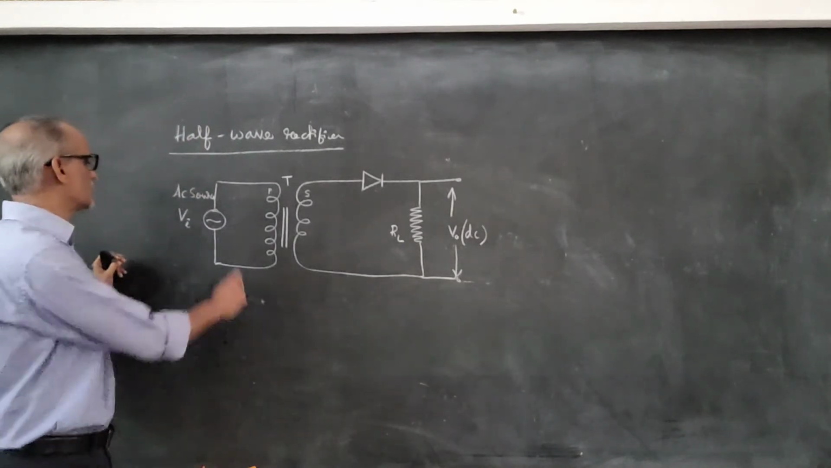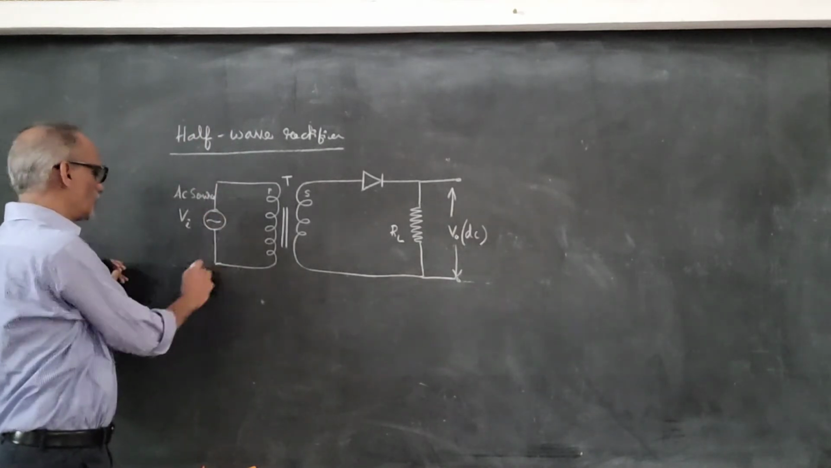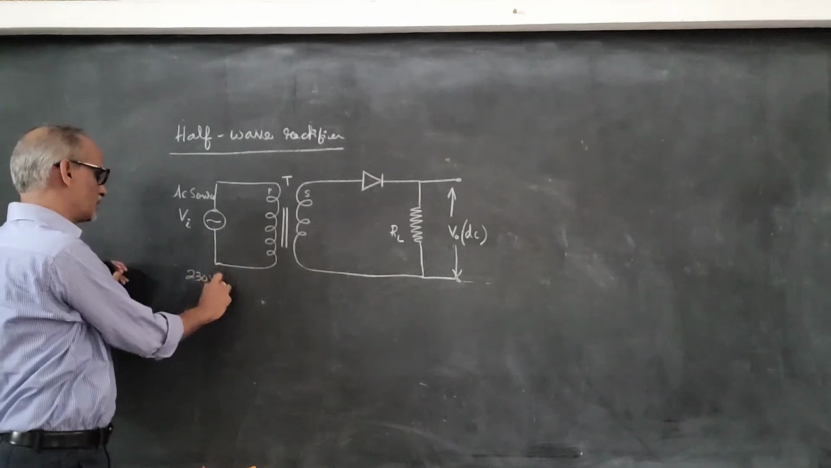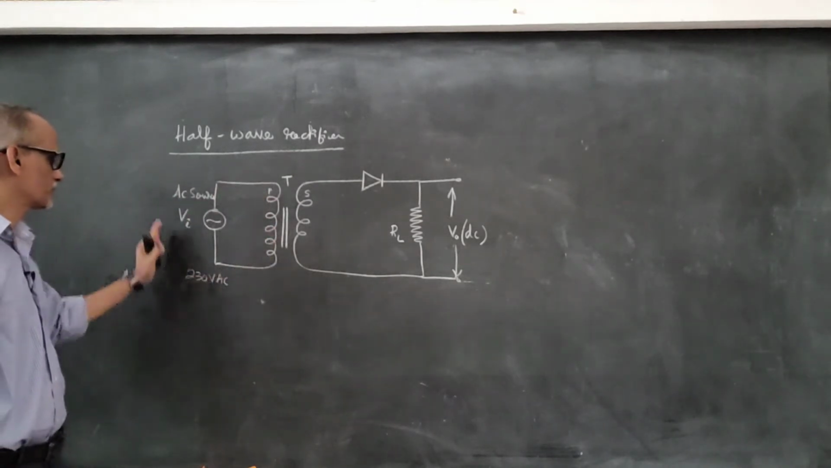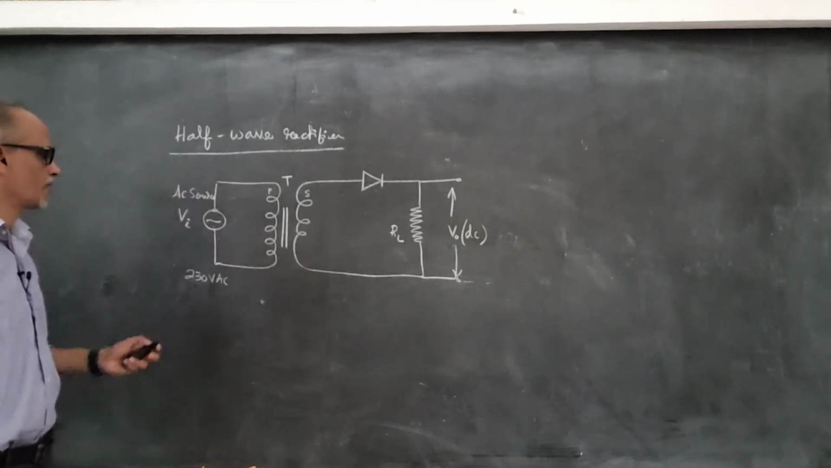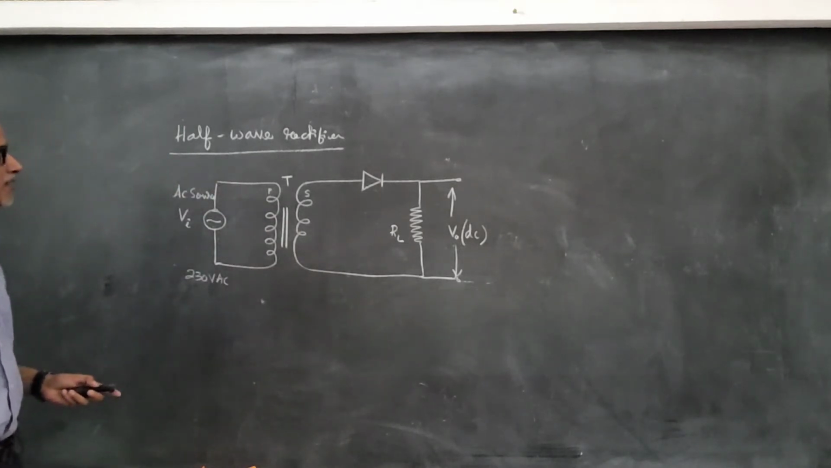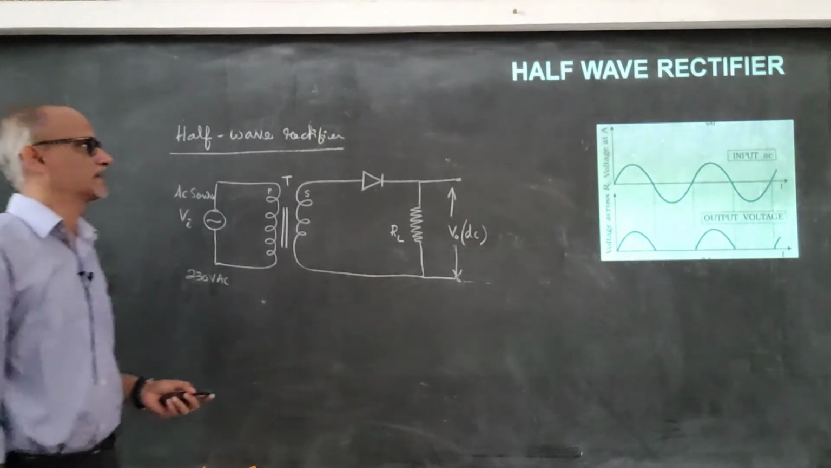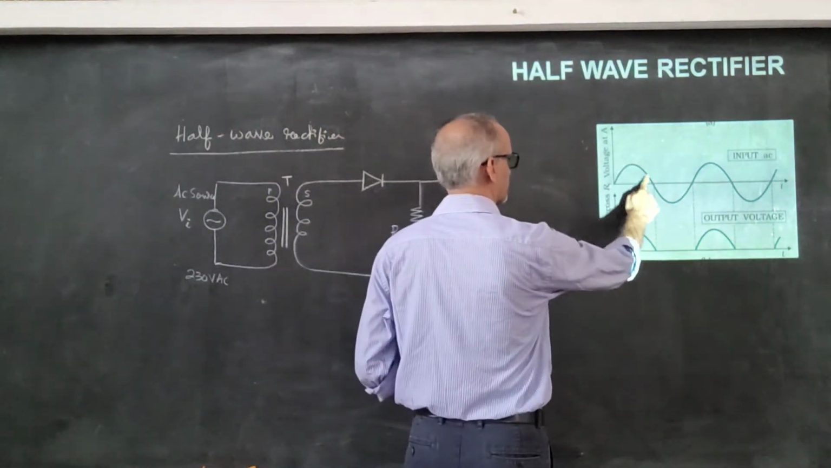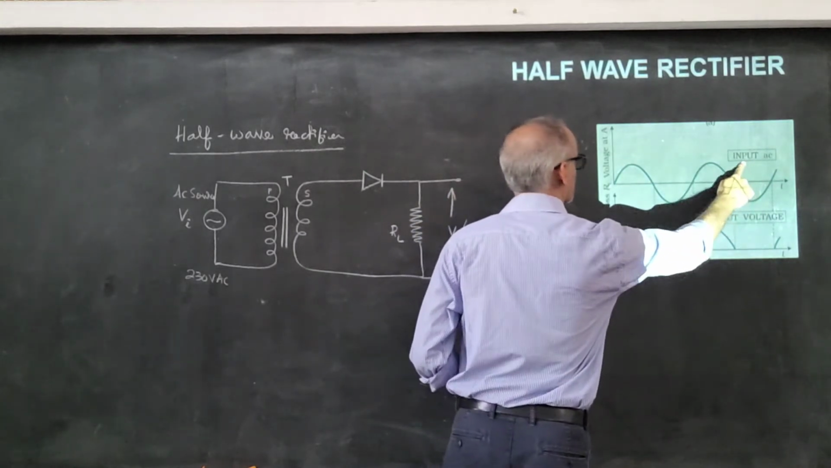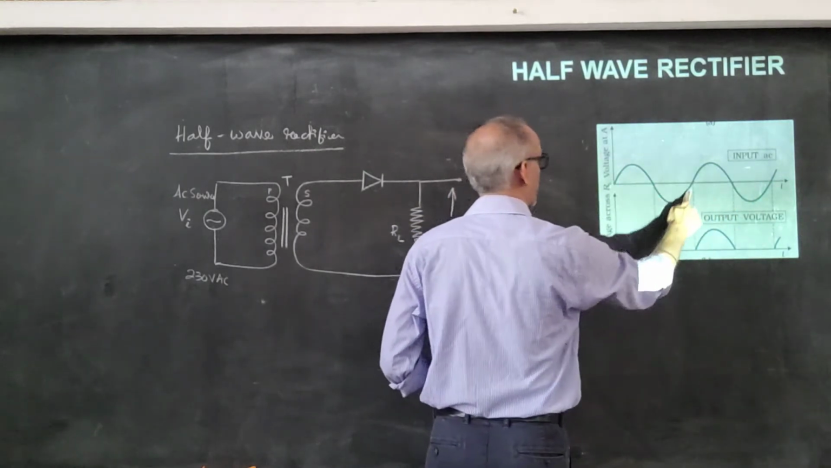So let us consider we are going to apply some voltage here. As an example, 230 volt AC I have applied across the primary of the circuit, and the waveform that we are going to get is something like this. So this is the input waveform, which is a sine wave. So this is input AC.